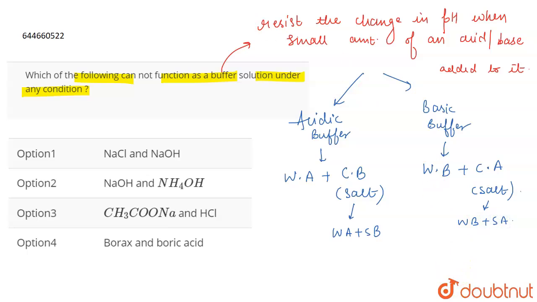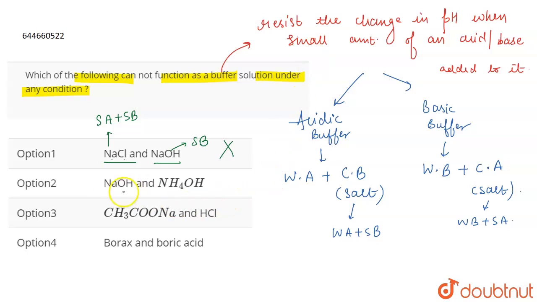Now, if we talk about the first one, we have NaOH and NaCl. NaOH is a strong base, whereas NaCl is a salt, a combination of a strong acid and a strong base, because it is formed by NaOH and HCl. Now, this cannot act as a buffer, because what we need is a weak base and the salt of its conjugate acid, which should be a combination of a weak base and a strong acid. So in any condition, this cannot act as a buffer.